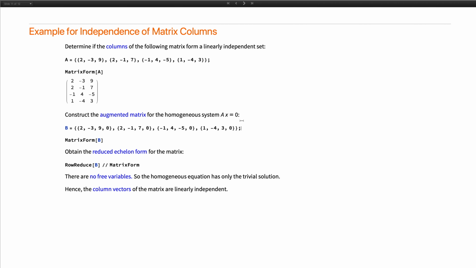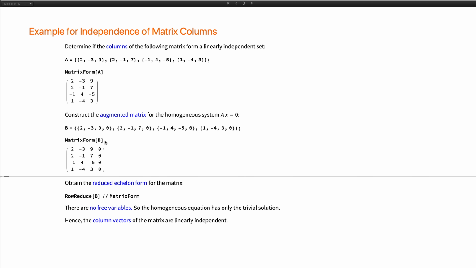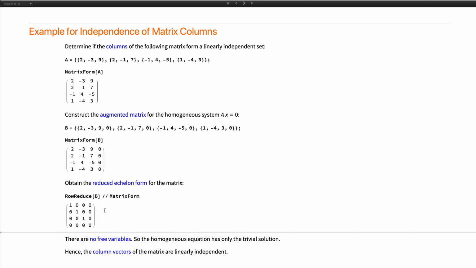Okay, so form the augmented matrix. Here it is. Do a row reduction over here. And you see that there are no free variables, so all the constants over here are going to be 0. So there are no free variables, and hence this set of column vectors for the matrix is a linearly independent set. So basically, for a matrix, one would like to look at the column vectors and try and figure out whether they are linearly independent or not.